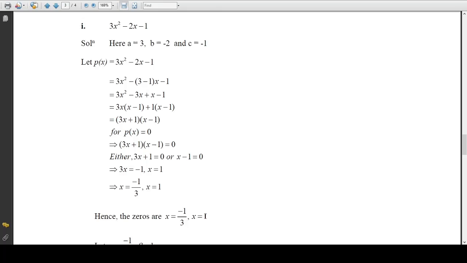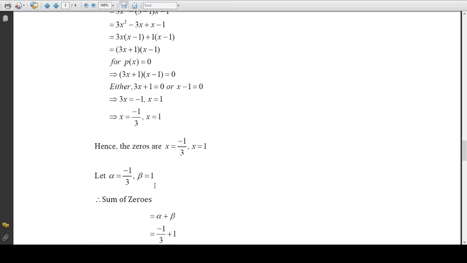Okay. Now we have to verify whether the sum of zeros is minus b by a and the product of zeros is c by a or not. If the sum of zeros is equal to minus b by a, then we say that yes, it's verified. Otherwise it is not. But actually, once we are getting the zeros, you should be able to verify that yes, the sum of zeros is minus b by a and the product is c by a. Okay, now let us take alpha to be minus 1 by 3, beta to be 1.